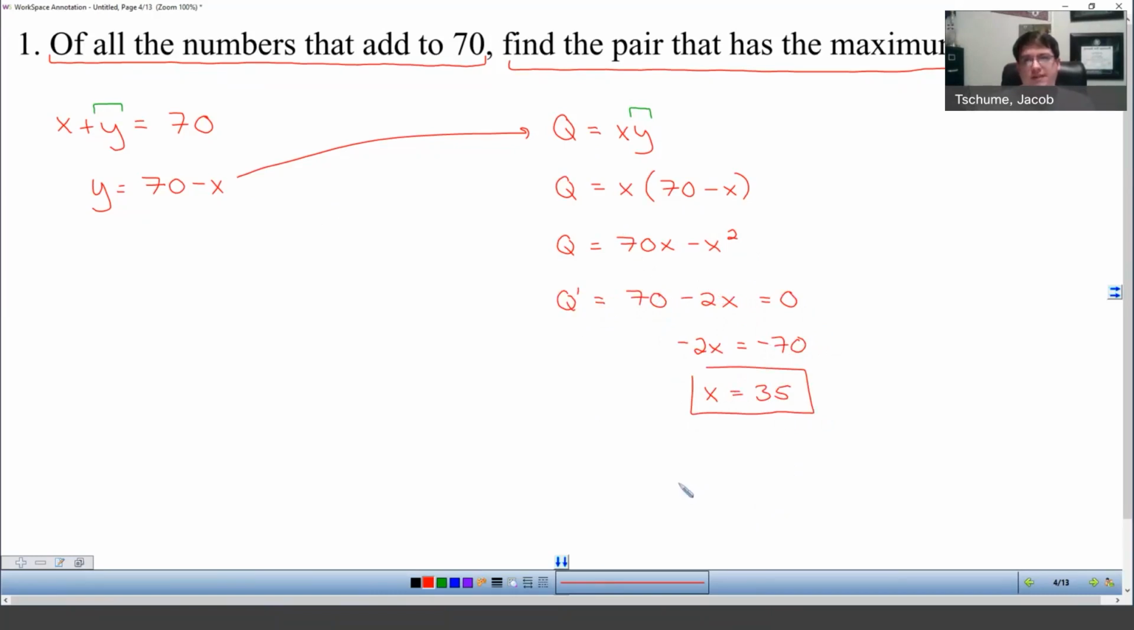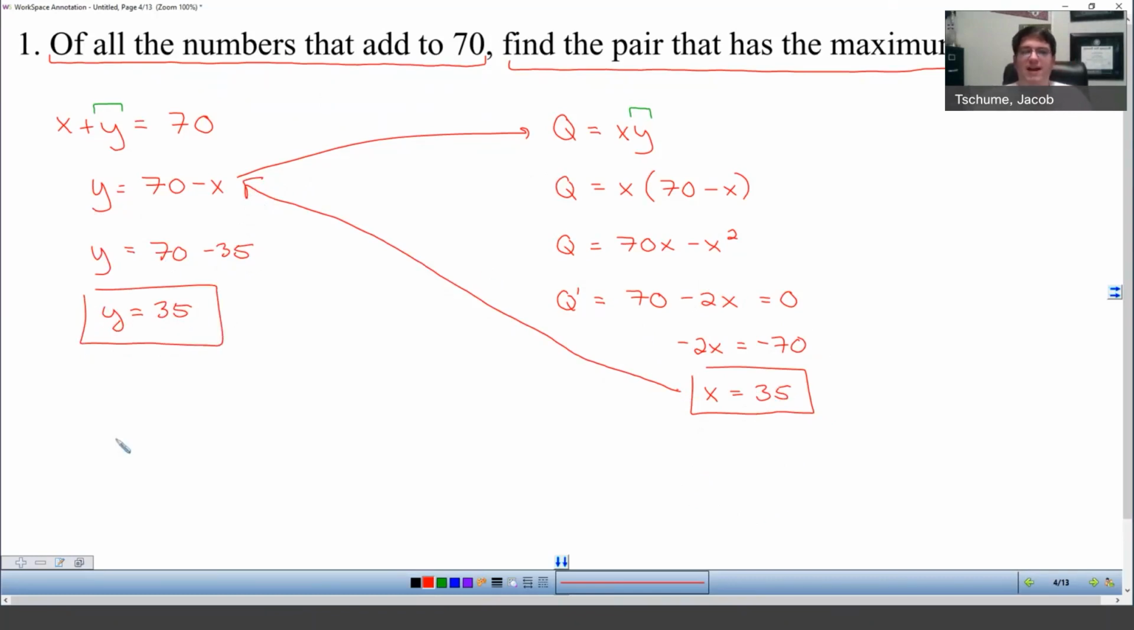Most of the problems we're going to see today are going to ask for multiple different numbers. In this case, I need the y value as well. So once you solve for x, now I'm going to substitute that value back into my y equation over here to find that value. So y is going to equal 70 minus 35. So just by coincidence on this problem, x and y actually end up being the same thing.